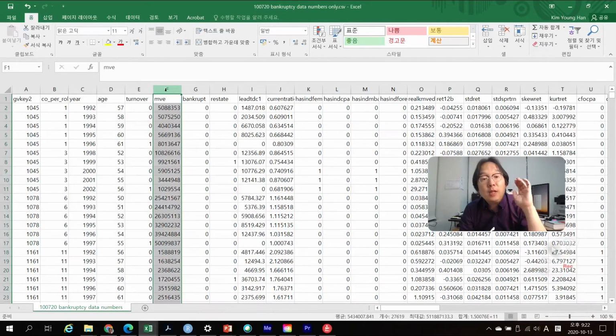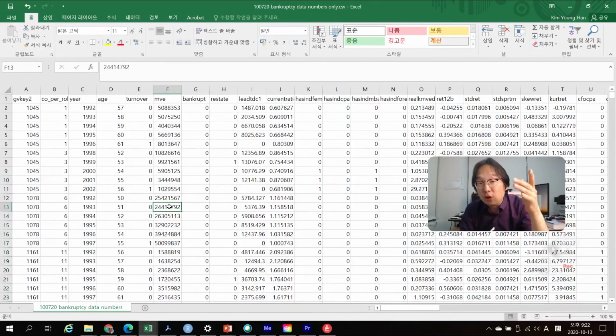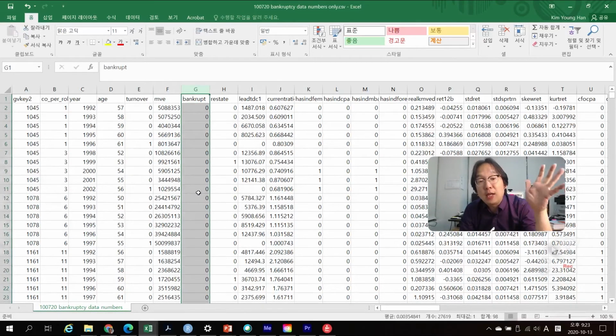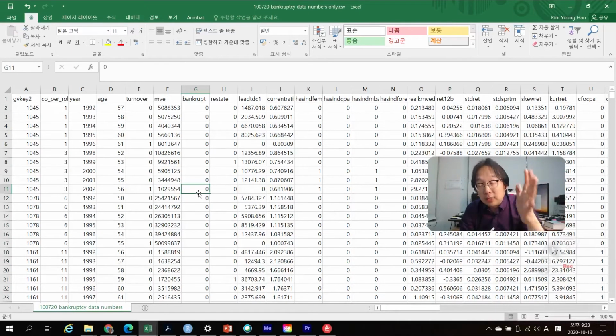And then MVE, guess what? That is market value of equity. So market cap is this guy, in $1,000 unit or something. And then bankruptcy identification is shown over here. If the company filed for bankruptcy in the next year, just like the CEO turnover, it's a lead variable. If not bankrupt next year, it's just 0. Okay, healthy company, fine.